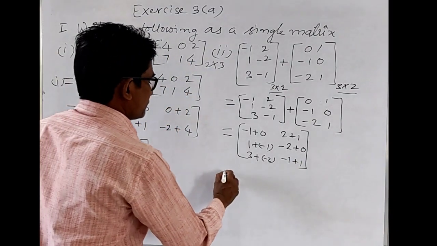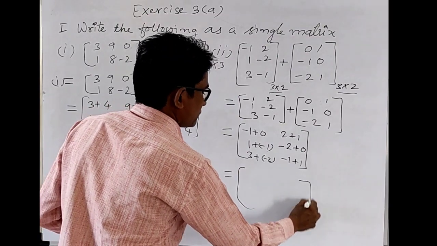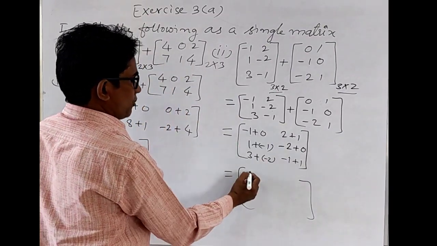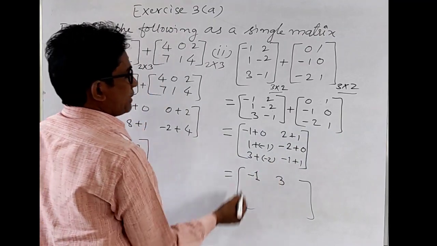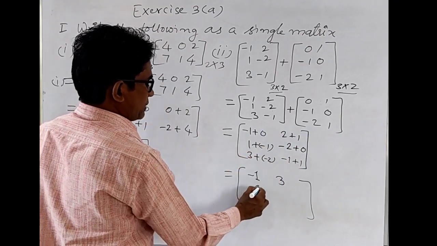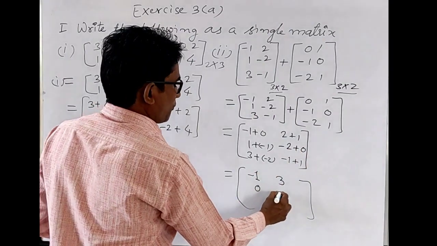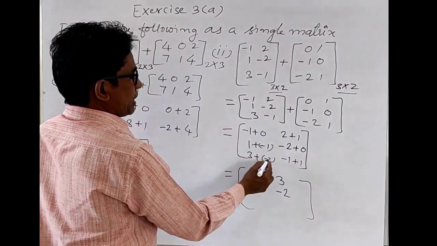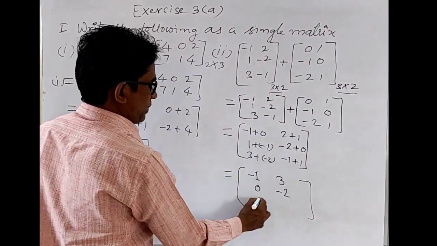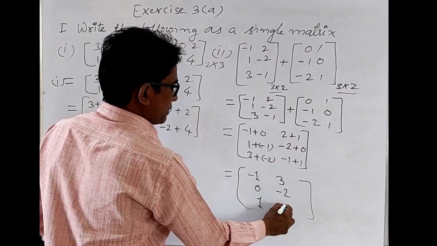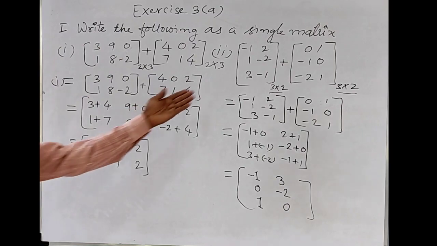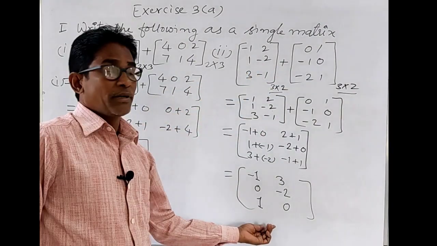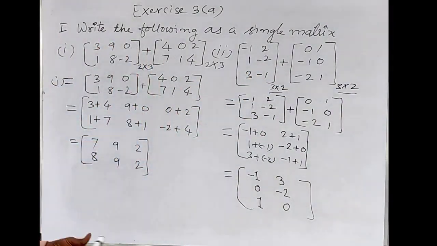So here it is. -1 plus 0, -1. 2 plus 1, 3. 1 plus -1, 0. -2 plus 0, -2. 3 plus -2, 1. -1 plus 1 gets 0. Therefore, the addition of two matrices gives a single matrix as per the question.